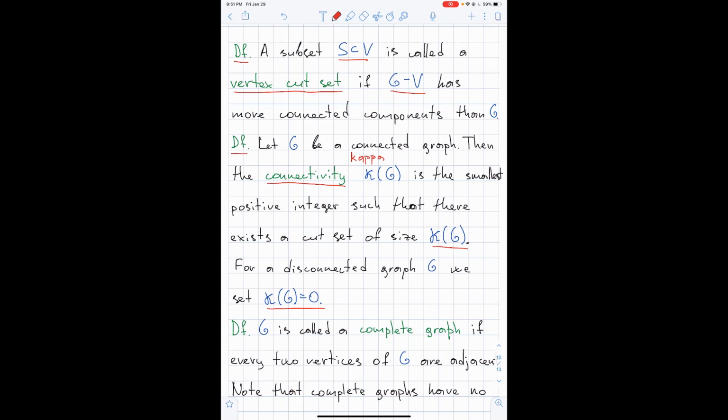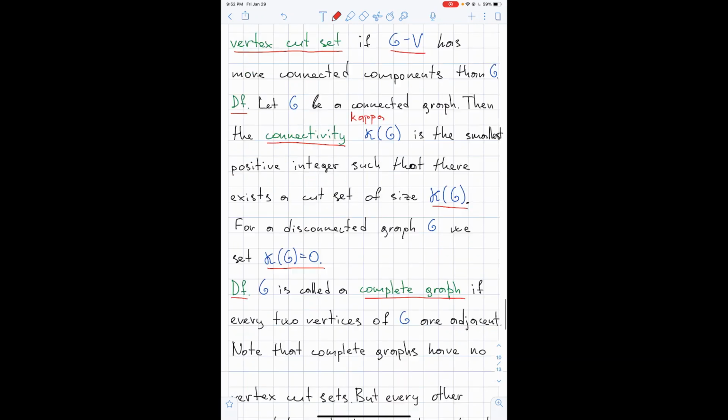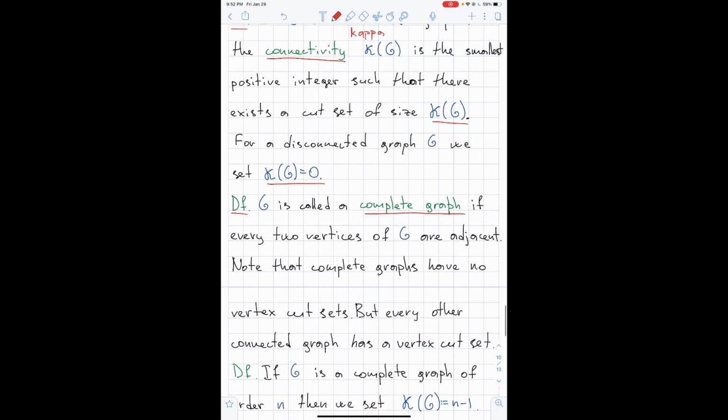So there is one more special case here. One special case was a disconnected graph, where we said that connectivity is 0, but there is one more special case, namely the complete graph. A complete graph is a graph where every two vertices are connected by an edge. So every two vertices are adjacent.